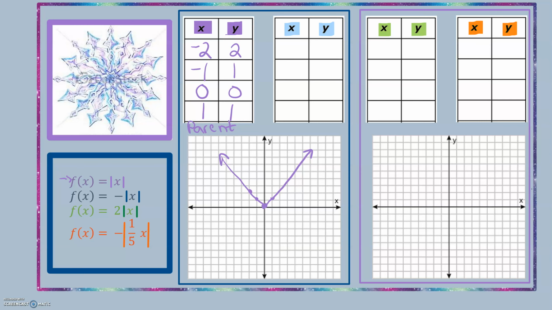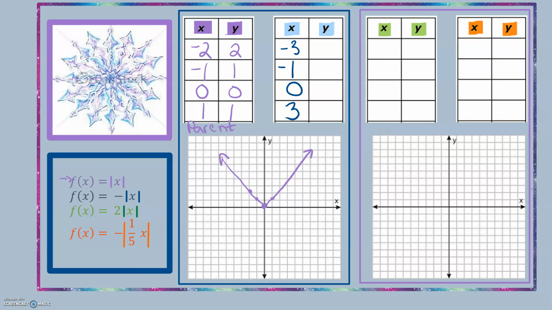I'm going to do -3 this time. And I don't know, how about another negative? So -1, and we'll do 0. And let's do +3 this time, just to see what happens.